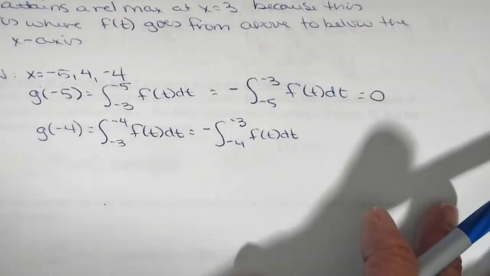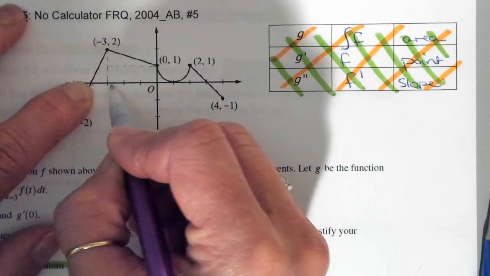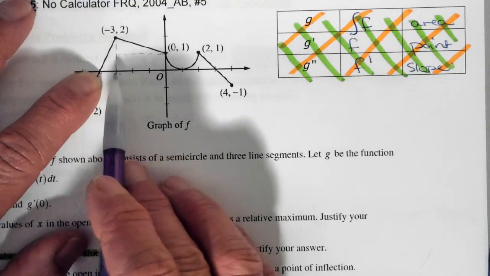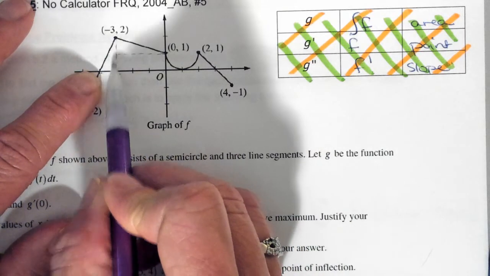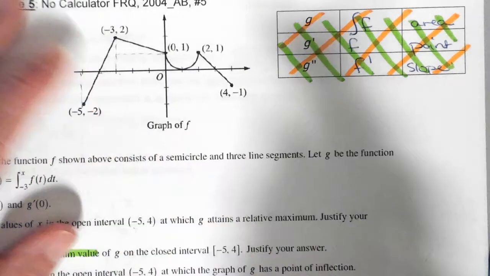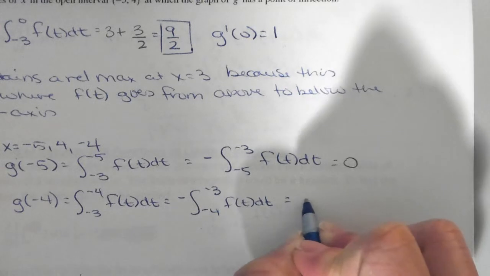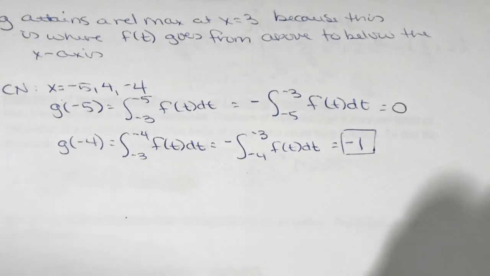Yep. Okay, so let's go up here. We want to go from -4, which is here, to -3. Well, this is just a triangle, right? And it's already sectioned off. So it's 1/2 the base times the height. So what's the area here? It is 1, but I have to take the opposite of that. So what's this answer? -1. Okay. So far we have 2 answers. We need one more.